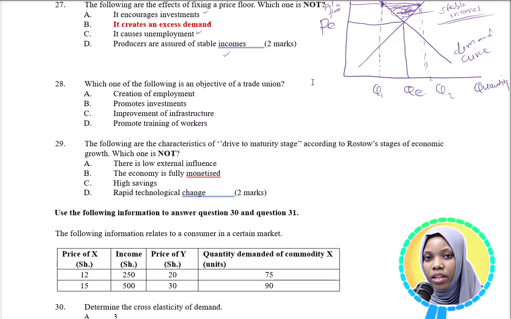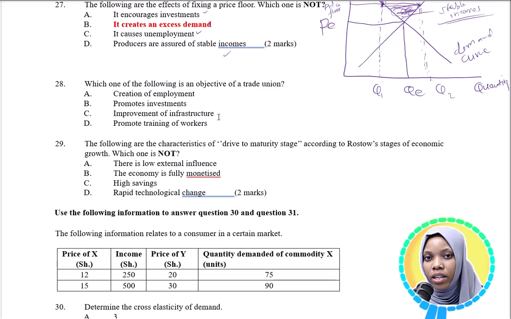Let's move to the next question. It reads 28, sorry. It reads, which one of the following is an objective of a trade union? Choice A is creation of employment. Choice B is promotes investment. Choice C is improve infrastructure. Choice D is promote training of workers.